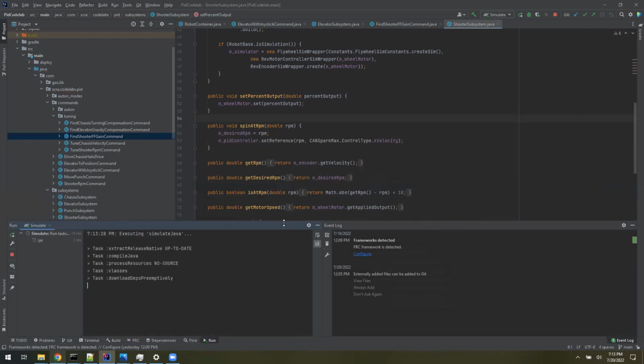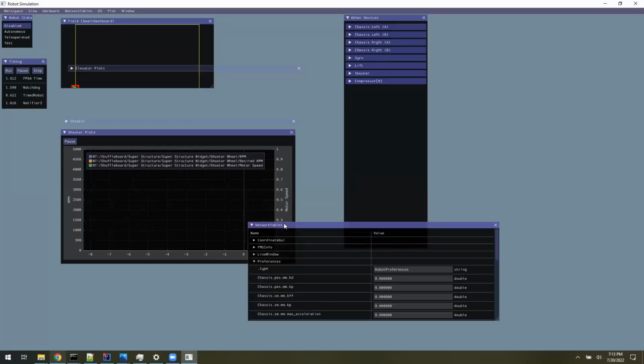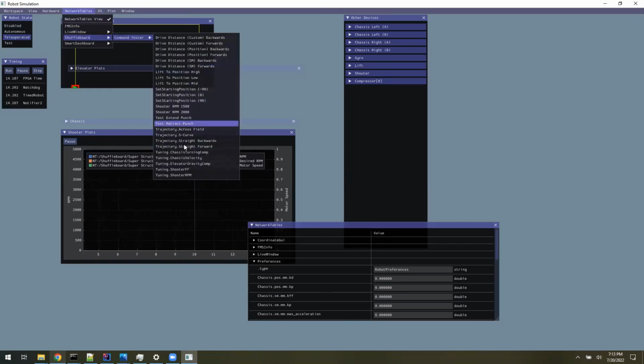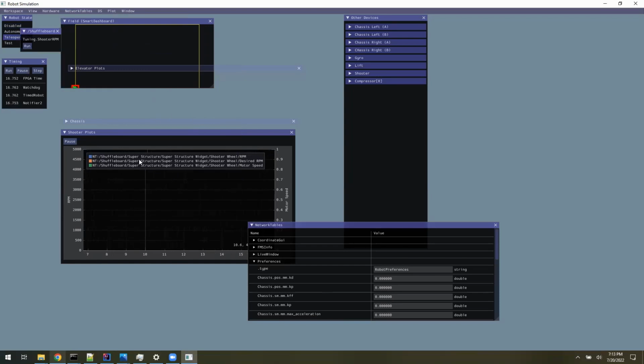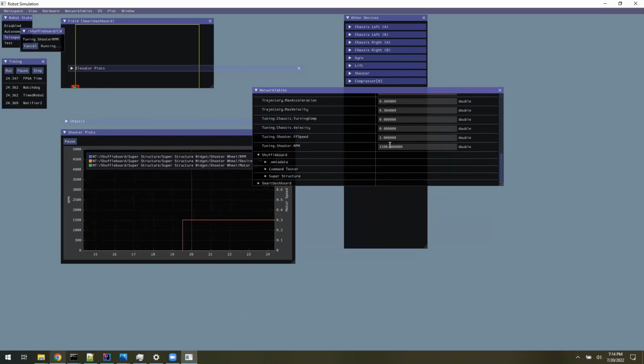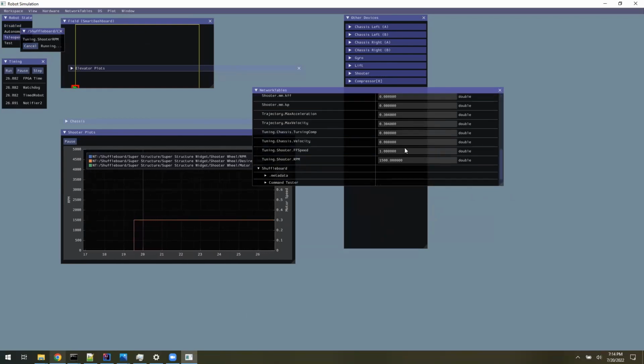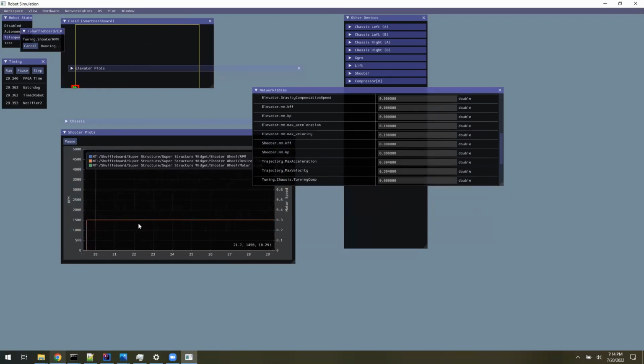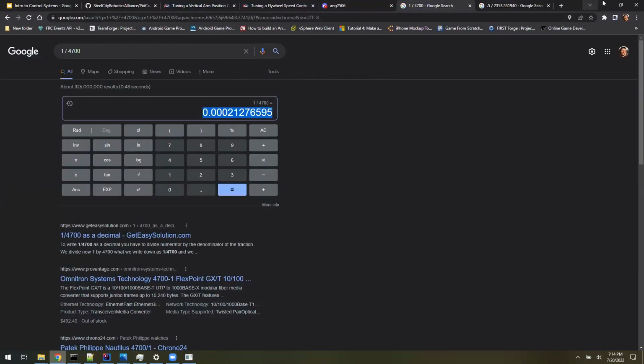So now that we have that, we should get pretty close to whatever goal RPM we set. The next thing that I want to do to validate this is run this tuning shooter RPM command. Similarly, we have a preference in here that I want to go 1500 RPM. We can see this yellow line is our goal RPM. And because I got rid of my KFF, nothing's happening.